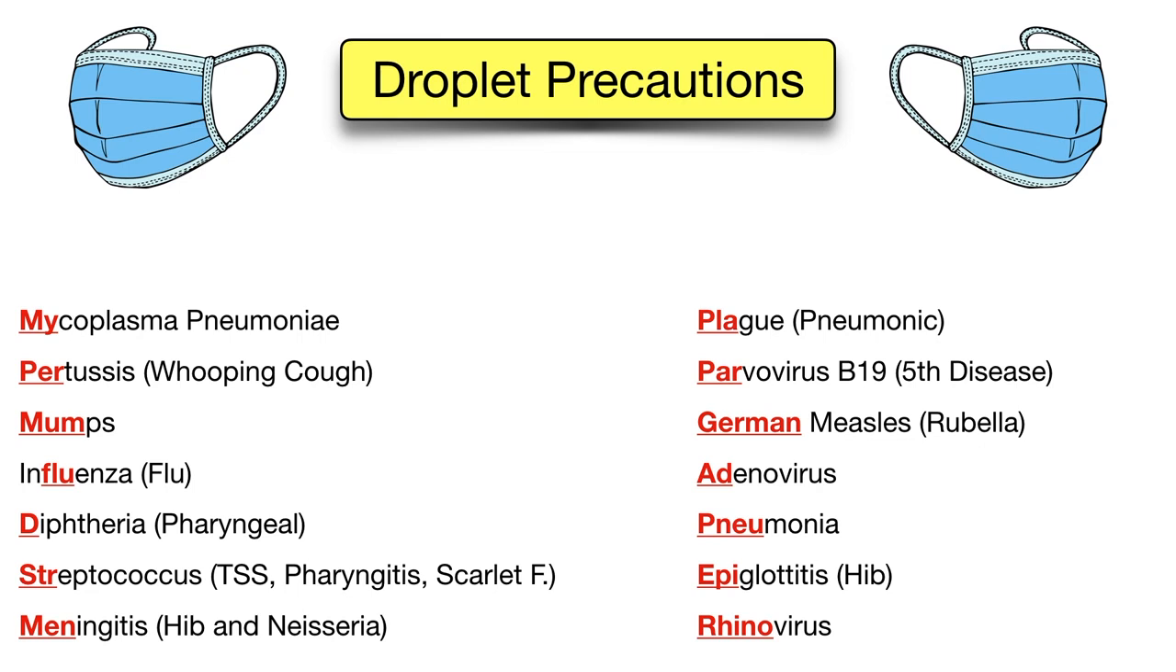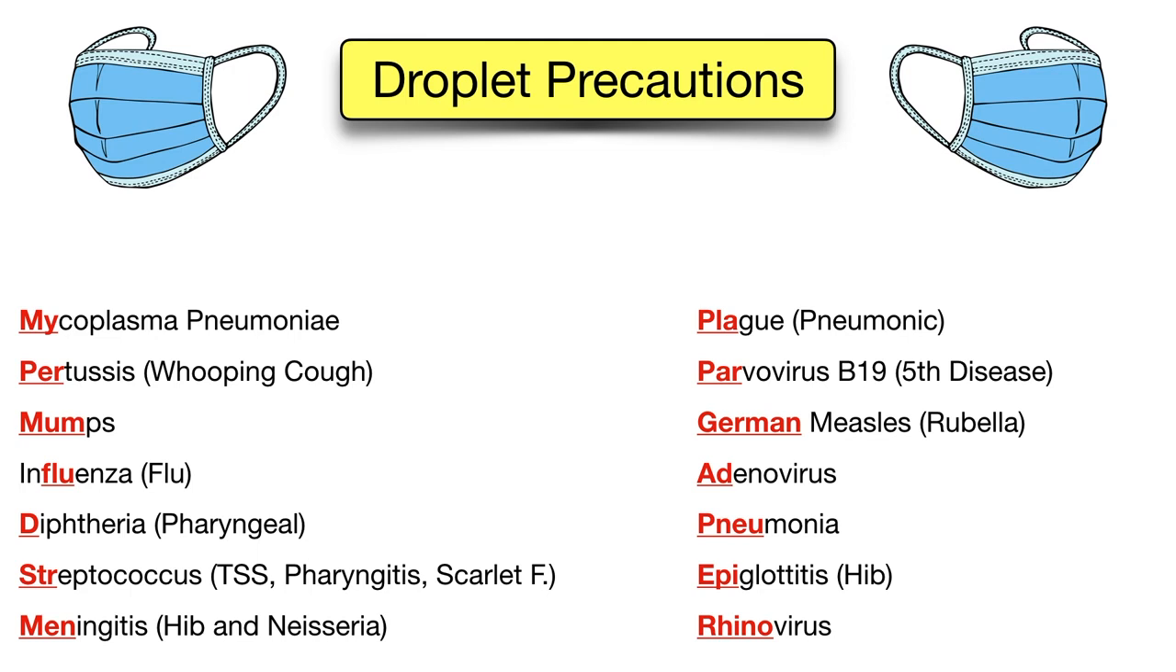Droplet precautions are also required for pneumonic plague, parvovirus B19, also known as fifth disease, German measles, also known as rubella, adenovirus, and pneumonia. It's good practice to use droplet precautions for all pneumonia, which includes the streptococcal pneumonia, mycoplasma pneumonia, and pneumonic plague we already mentioned. Droplet precautions are also required for epiglottitis, which is typically caused by Haemophilus influenzae type B. And finally, it's required for rhinovirus as well. As you can see, this is a long list and very difficult to remember.